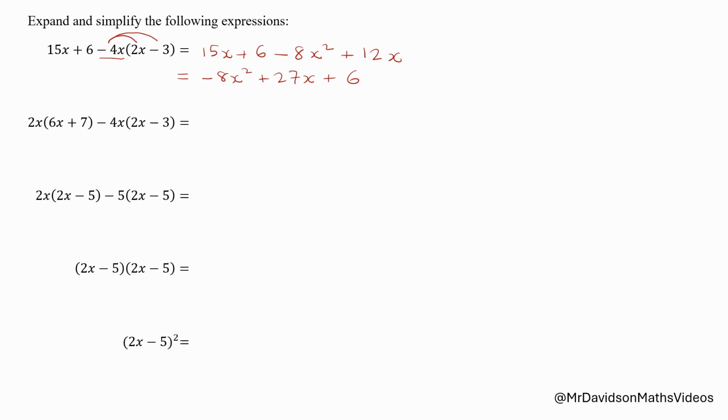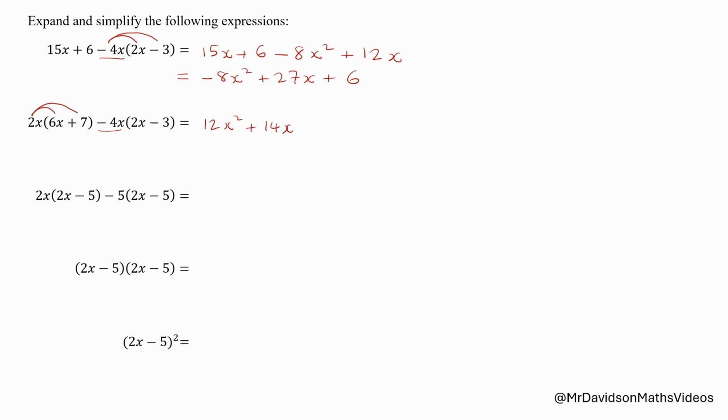Second example. Again, these brackets are not in contact with each other. So the bracket on the right hand side is only being multiplied by minus 4x. So first of all, we expand the bracket on the left hand side. So 2x times 6x gives us 12x squared. 2x times 7 gives us plus 14x.